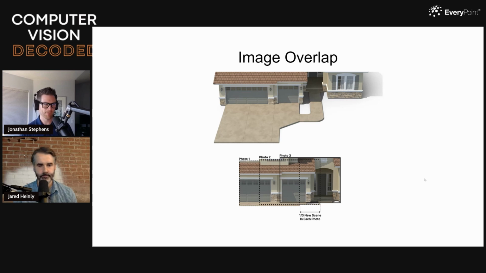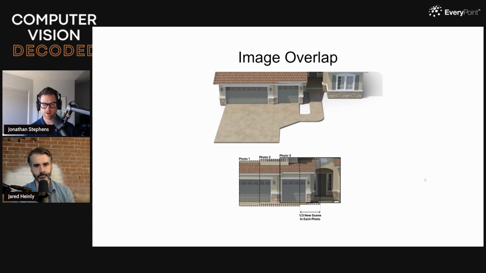Image overlap. Again, we went through camera motions. We talked about loop closures, coming back, seeing things that you've seen before to give you stronger connections of your images and geometry, and making sure that everything doesn't have a weird warped shape. And the last major thing you need to focus on is your overlap between images.